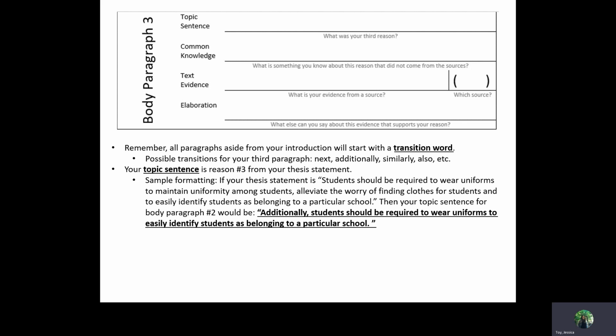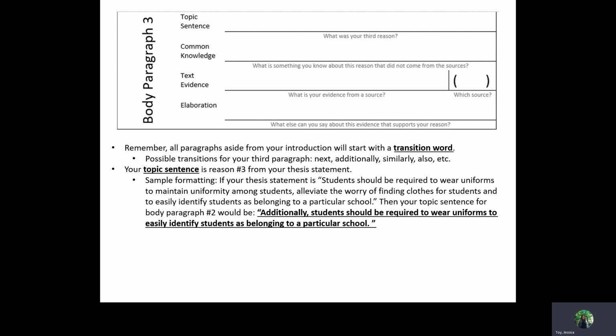Body paragraph number 3. So hopefully we're getting the hang of this now. Same general idea as body paragraphs 1 and 2. So remember, all paragraphs aside from your introduction will have a transition word. Similar transition examples as your second one. You can use next, additionally, similarly, also, etc. So again, your topic sentence is reason number 3 from your thesis statement.